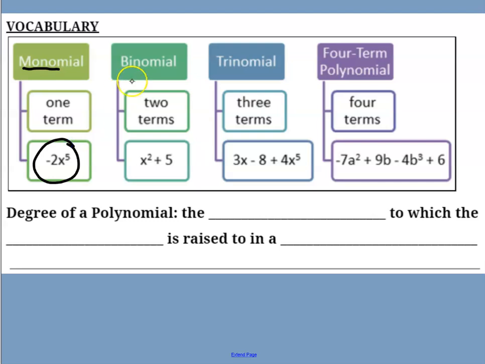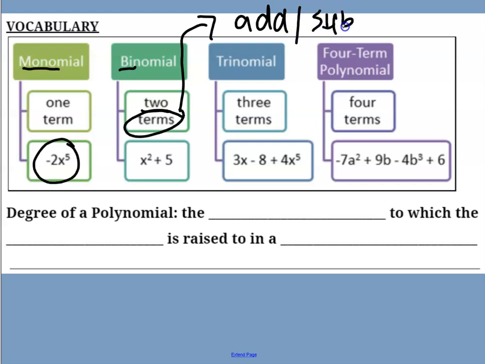So we have one term. Binomial, bi means two, so we have two terms. So two things that are added together. So a term of a polynomial are things that are added or subtracted. Trinomial, tri means three, so we have three terms, so three things being added or subtracted. And then a four-term polynomial would just be four terms, or we would just call it a polynomial.